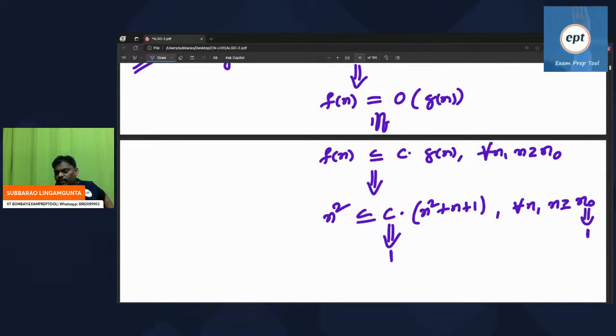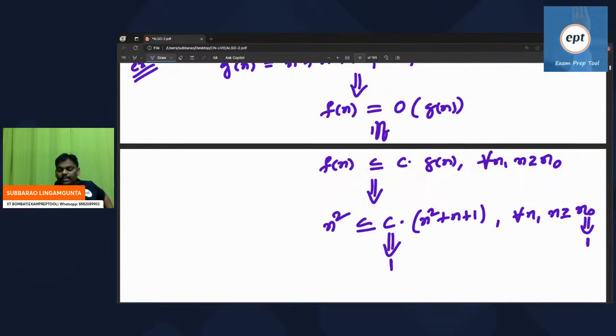If I take the n value 1, left is 1, right is 1 plus 1 plus 1, which is 3. Comparing left and right, the right is bigger. So 1 is working. If you want, you can check that 2 will work, and 3 will work. From 1 onwards, everything is working. So n0 is 1, and I am able to satisfy the definition.